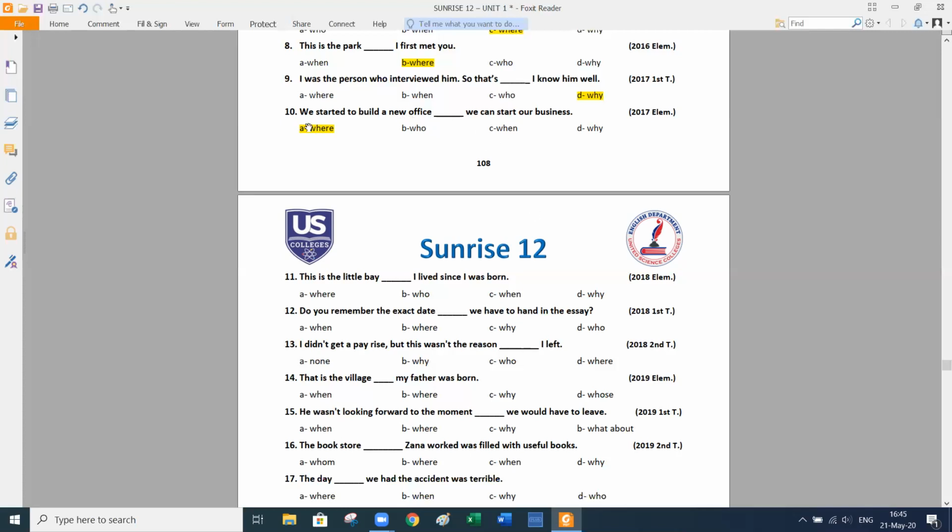Now if we change the first part, we can use when maybe. For example, that's the time when we start our business. Or, that's the reason why we can start our business. If you write here a time expression, you can use when. If you write here a reason, you can use why. But we have a place here. We started to build a new office. It's not a reason, it's not a time expression, it's a place only. So we use where.